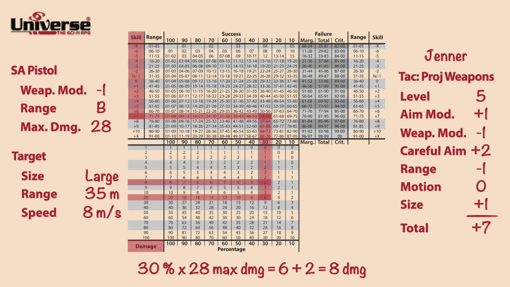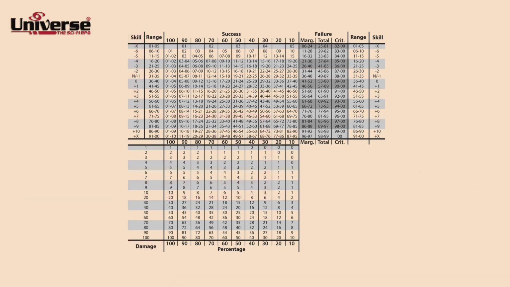The bullet tears into the bull's left hind leg. The bull hardly notices and continues his charge. At 8 meters per second, the bull will close the distance and gore Jenner in less than 5 seconds. Is Jenner going to keep shooting, or are you going to have him run?